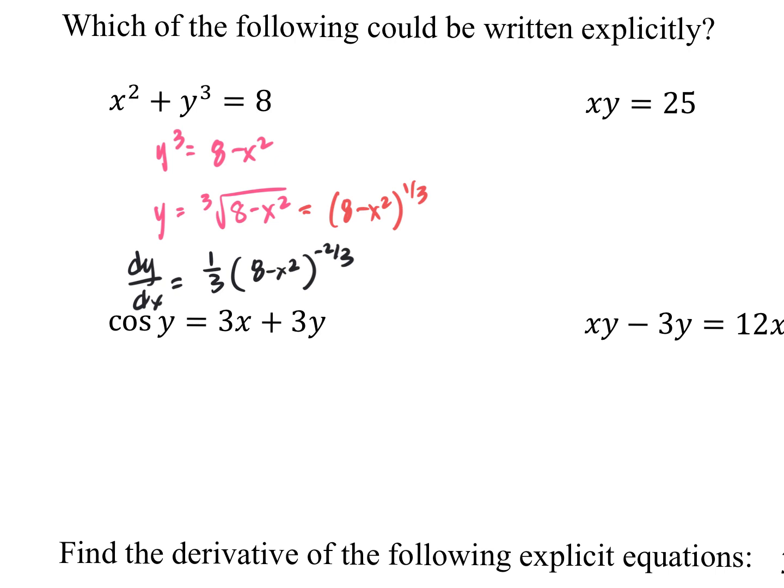I've just eaten the candy shell and I left the chocolate. I need to multiply that by the derivative of the inner. What am I multiplying that by? 2x. Negative 2x. So that one's explicit. We can say, all right, this one I can write explicitly.